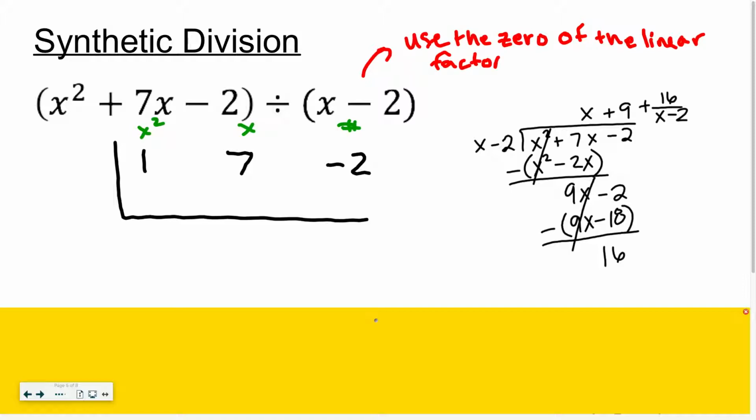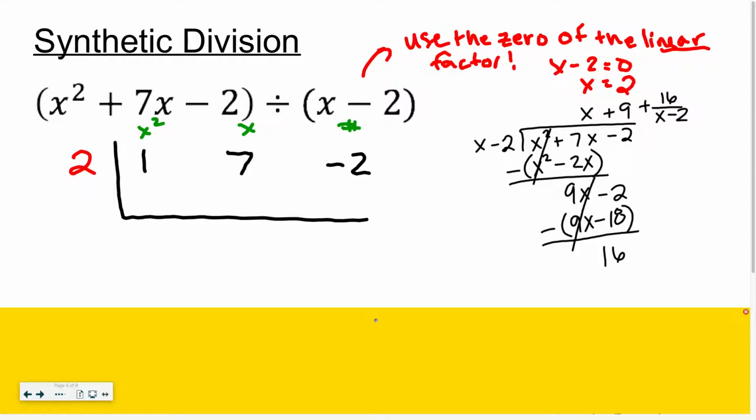So synthetic doesn't work all the time. Synthetic works when you're dividing by something that's linear, meaning it has a degree of 1. It's really easy to find the 0 of that factor. You're just setting x minus 2 equal to 0. Solve for x. So you're really putting x equals positive 2 on the outside. So if you're dividing by x minus something, you put positive on the outside. If you're dividing by x plus something, you put a negative, the opposite, because it's a 0. Okay, so that's the setup. Any questions?